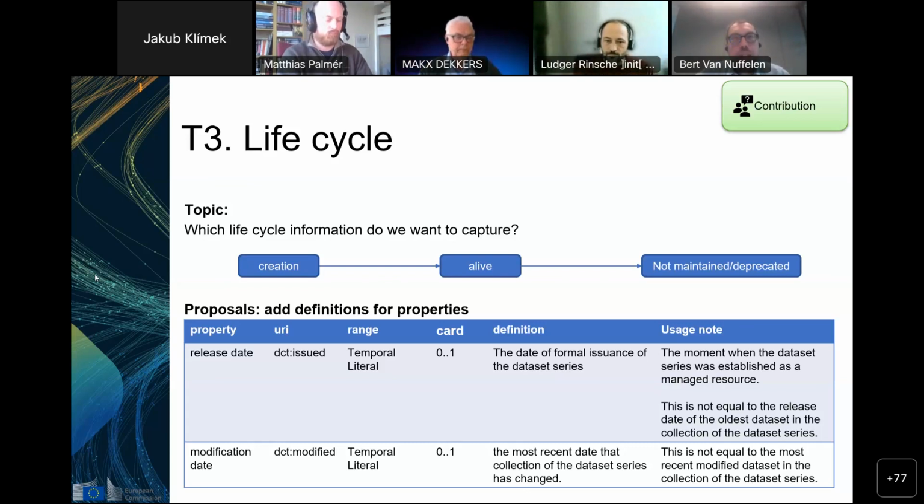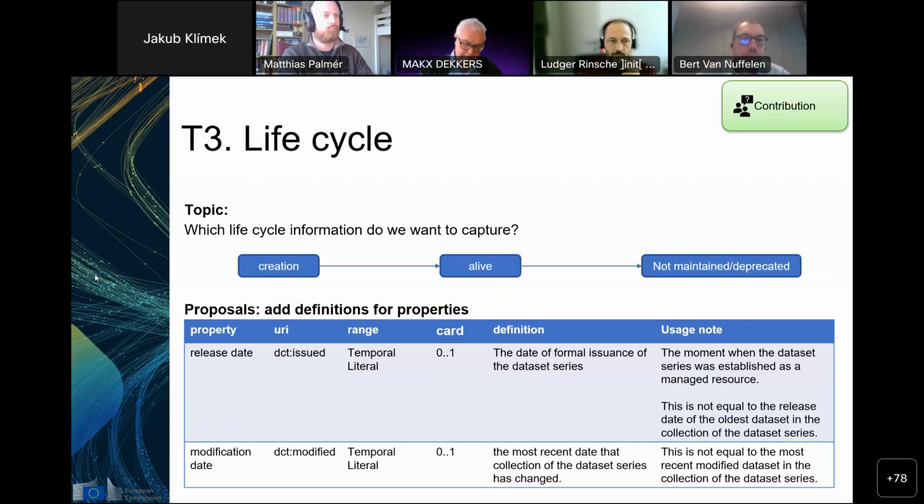Do I understand you right that adding a new element in the collection of the series for you doesn't mean you have to change the modification time? That is not a change of the dataset series? If I have no statement in the dataset series that changes, I would say no.